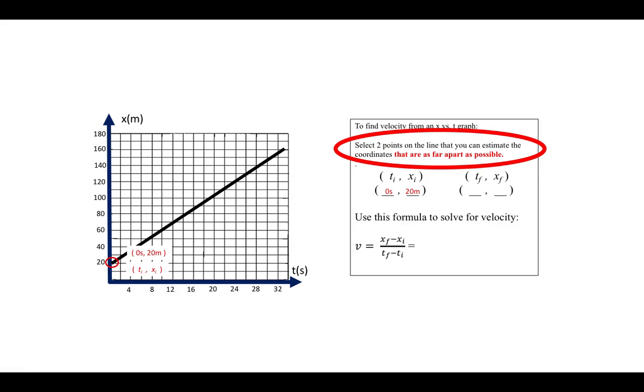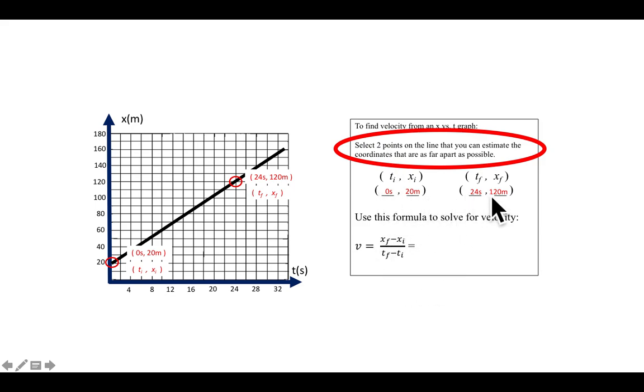Now we're going to look for a point that's as far away as possible along the line and yet has coordinates that are easy to read. I suggest that the point that was just highlighted is the best point. And that point is at the position 24 seconds, 120 meters. And that will be our tf, xf point. So that is now recorded over in the box on the right. So now we're ready to use the velocity formula.